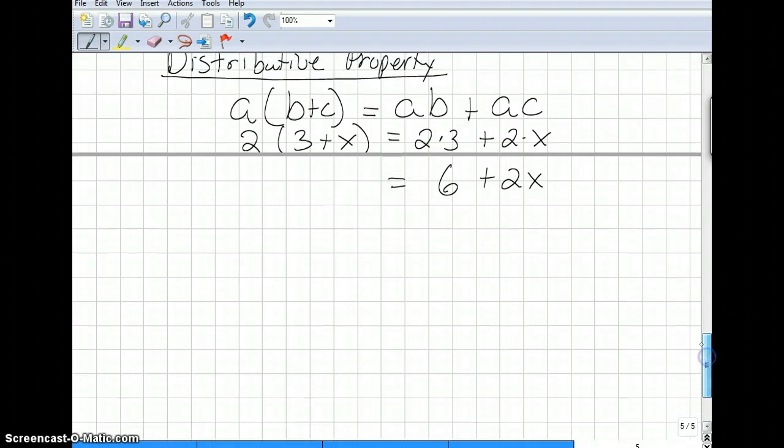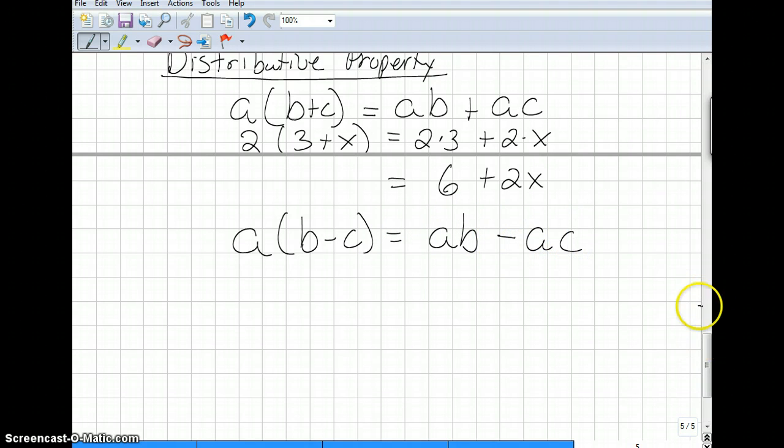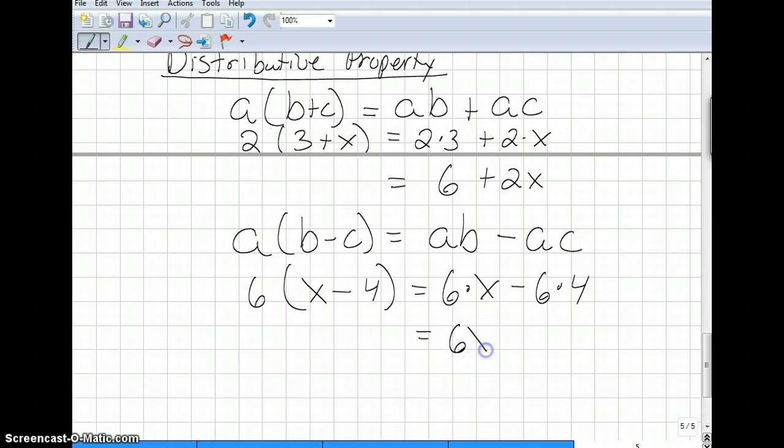And it's the same thing for subtraction. If I have a times b minus c, then that's the same thing as the product of ab minus the product of ac. So for instance, if I have 6 times x minus 4, that's the same thing as 6 times x minus 6 times 4. Order of operations says we do multiplication before subtraction. So this is 6x minus 24.